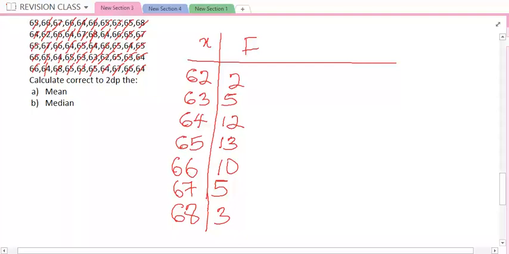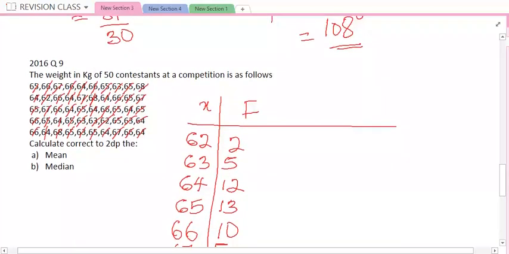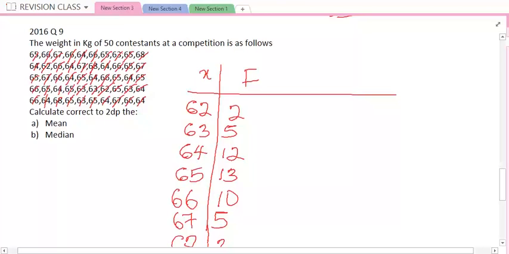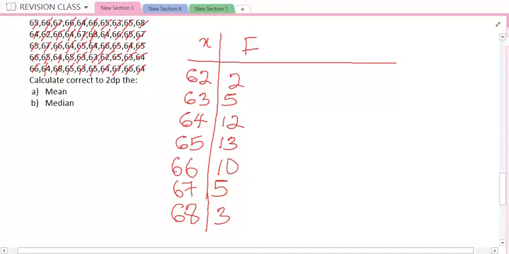Let us confirm if we are correct, because in the question we were told that there are 50 contestants. So let's quickly see if we are correct. 2 plus 5, 7. 7 plus 12, 19. 19 plus 13, 32. 32 plus 10, 42. 42 plus 5, 47. 47 plus 3, 50. So we are correct. So meaning I can say the summation of f is 50.